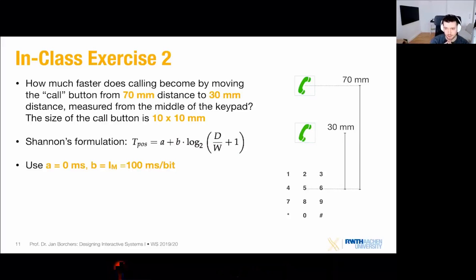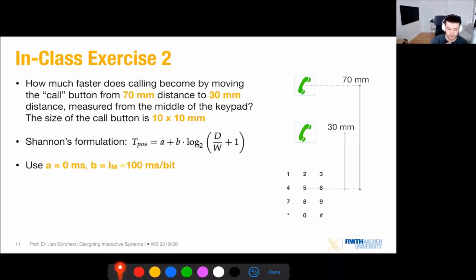And I will give you some minutes to figure this out yourself. So you have the formula here, you have the values down here and all the other values here. Let's say, how much time do we have? Yeah, let's do 4 minutes. And I will see you back in 4 minutes.